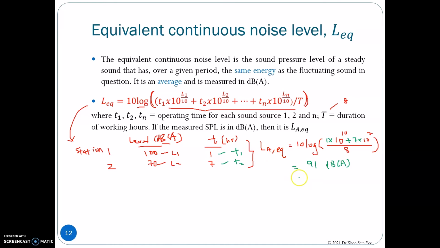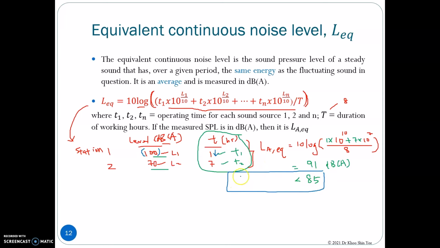Assume that the LAEQ must be less than 85 dBA according to some legal standard. If the working environment at these two stations are fixed and cannot be changed, then we need to consider to adjust our working time at these two stations. Since the first station is more noisy than the second station, we might consider to reduce the working time in this station. Let's form a new equation based on this condition.